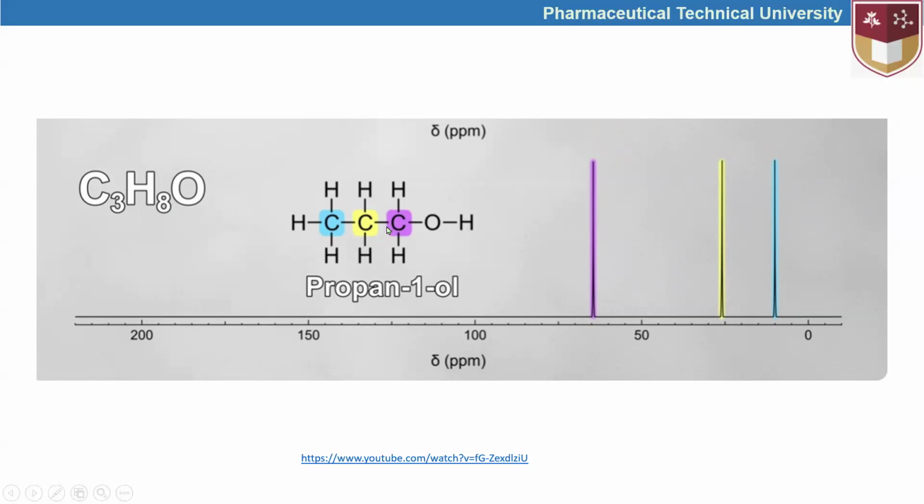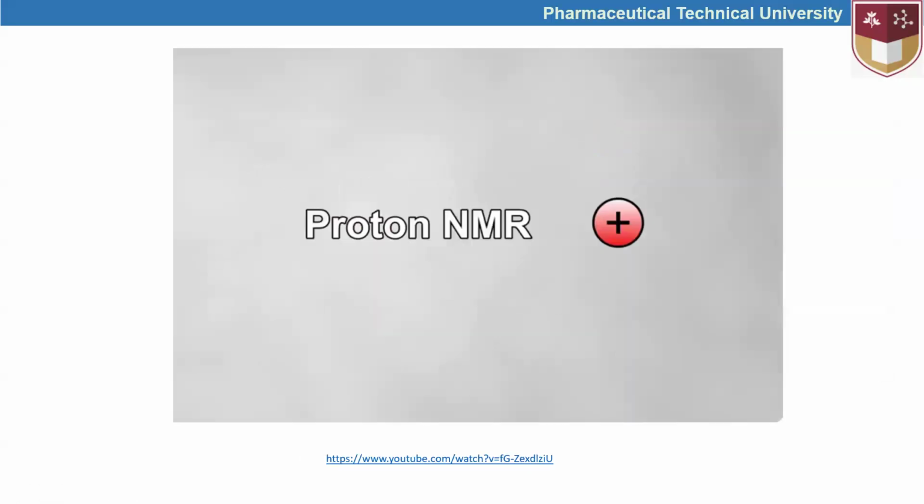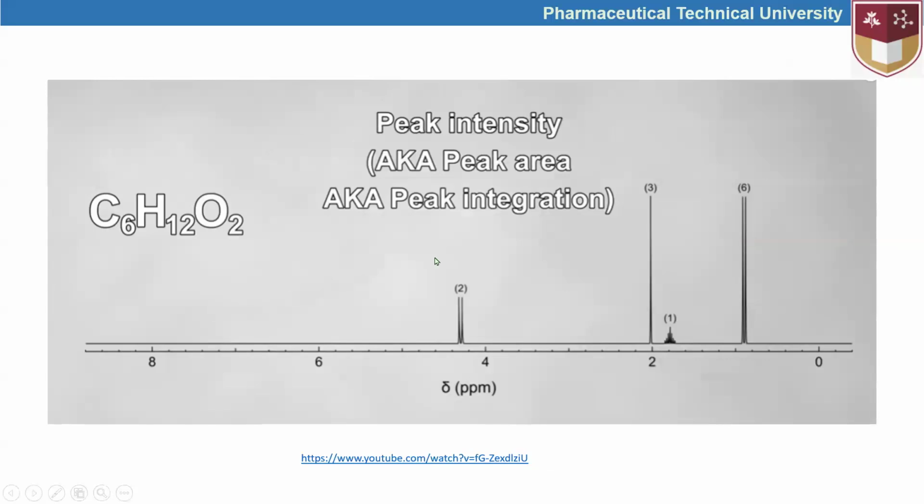Because in this compound there are three carbon environments: methyl group, methylene group, and methylene holding OH group. So it has this kind of signals. Okay. And now we are going to see some examples of proton nuclear magnetic resonance spectrums.